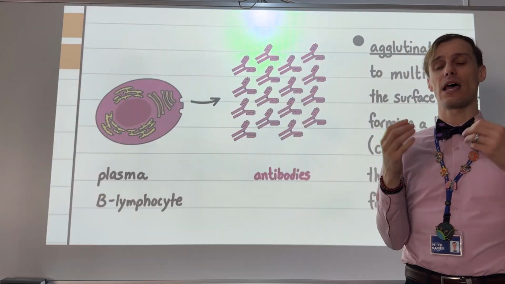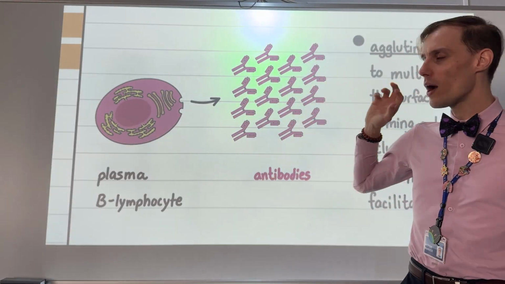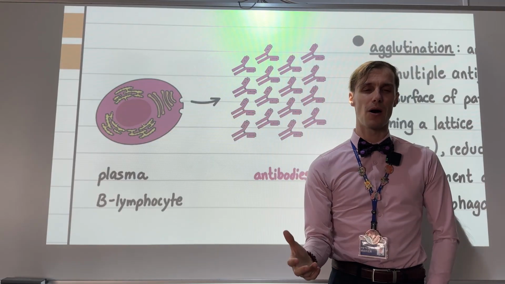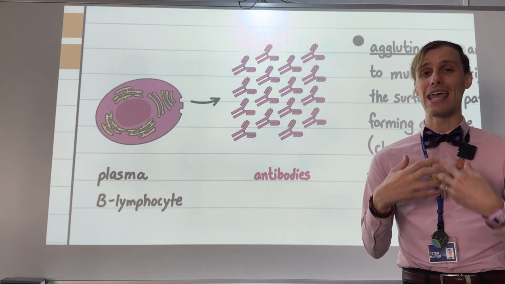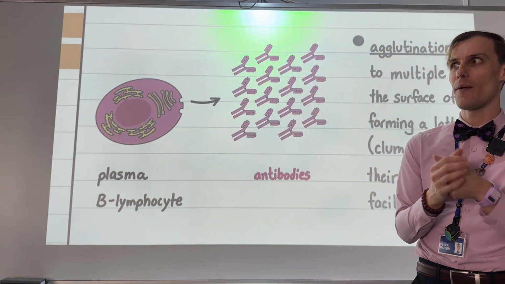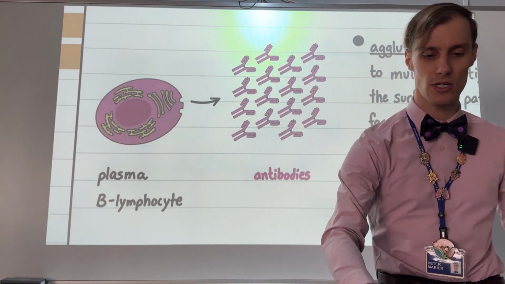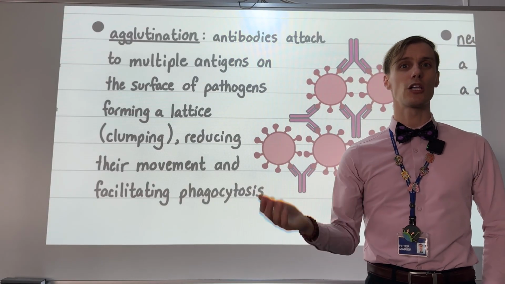So antibodies have a hugely important role in the adaptive immune response. Now, a quite large misconception about antibodies is that they destroy pathogens, but this is not true. They aid in the destruction of pathogens. So what exactly do they do? How exactly do they help destroy pathogens? Well, they can do this in a number of ways. The first way is through something called agglutination.